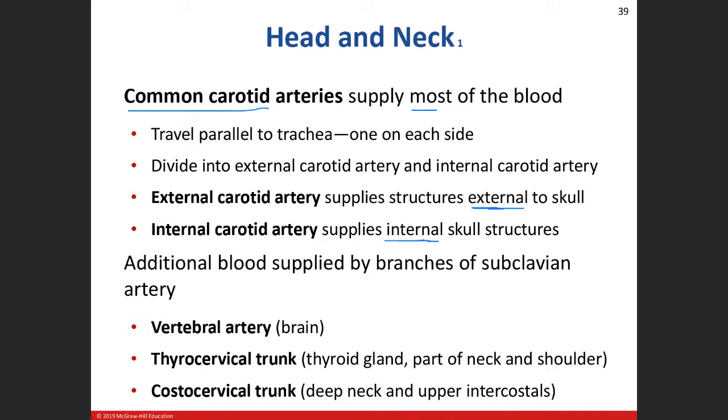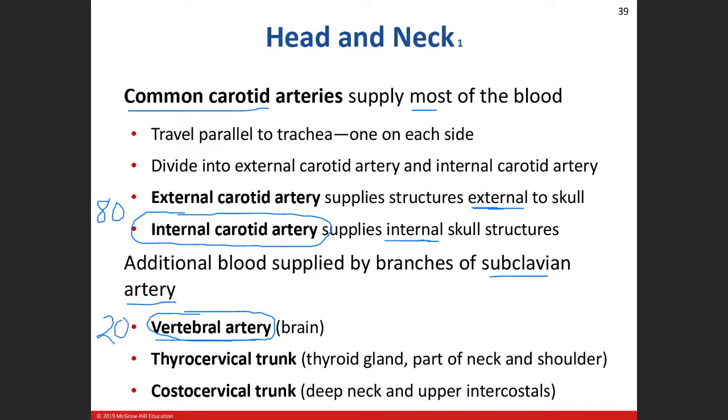Three other branches that come off of the subclavian artery, the first being the arterial artery. Did I say arterial artery? Oh my gosh. Today's only Monday. It's not Friday. It's the vertebral artery. So this guy right here, the internal carotid artery and the vertebral artery, both of these blood vessels supply blood to your brain. The internal supplies 80%, and the vertebral arteries supply 20%. It's just an FYI. Just know that the majority of the blood supplied to your brain comes from the internal carotid arteries.